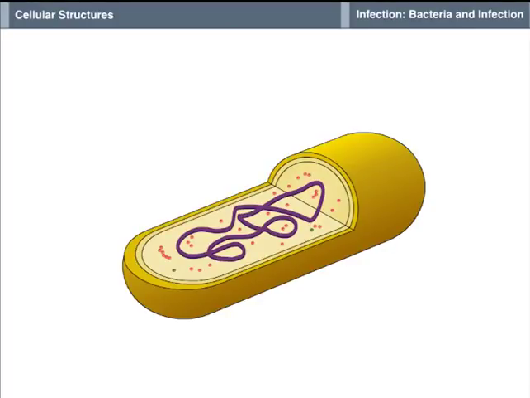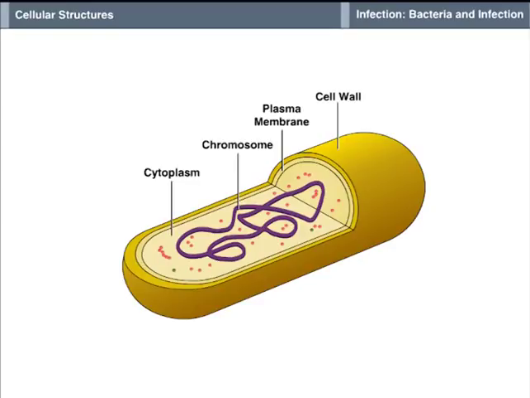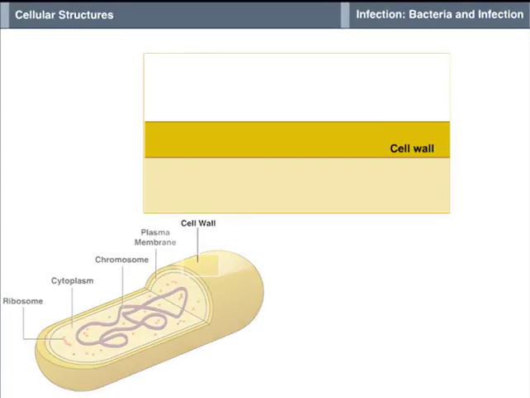The basic components of bacterial cells are the cell wall, the plasma membrane, the cytoplasm, the chromosome, and the ribosomes. The outermost structure of bacteria is the cell wall, a semi-rigid envelope that maintains the integrity of the cell in the same way that the skin maintains the integrity of the human body.